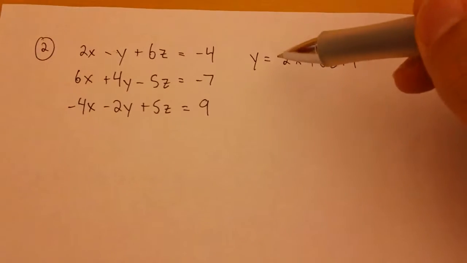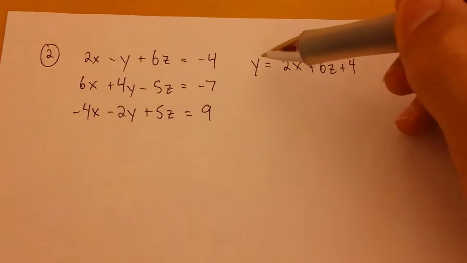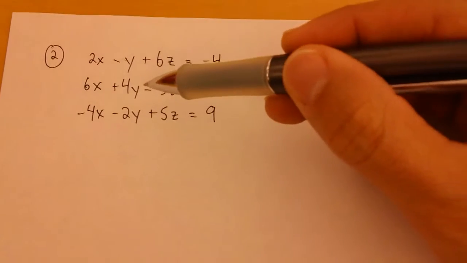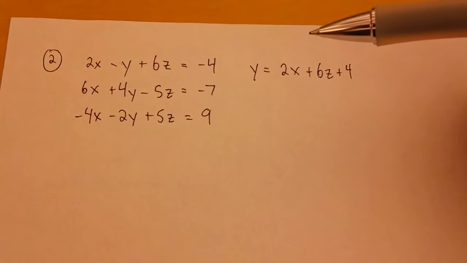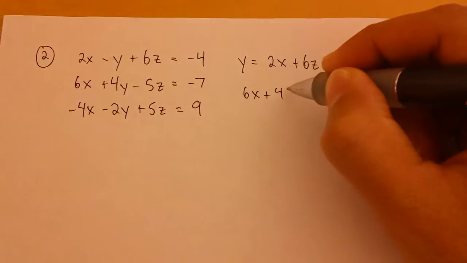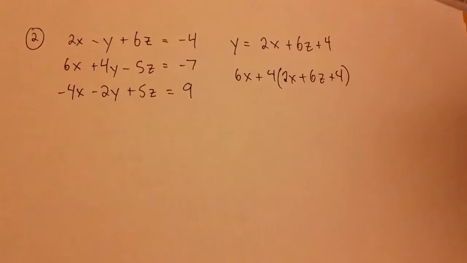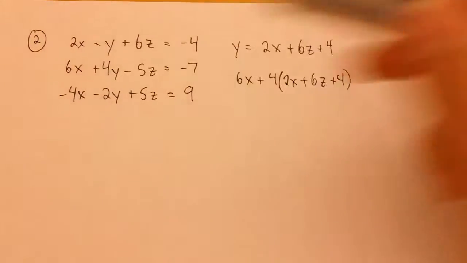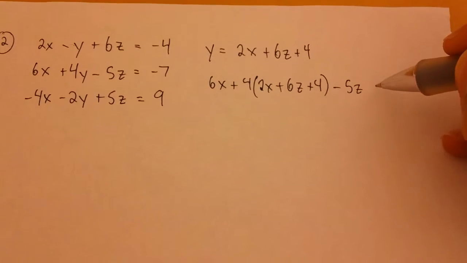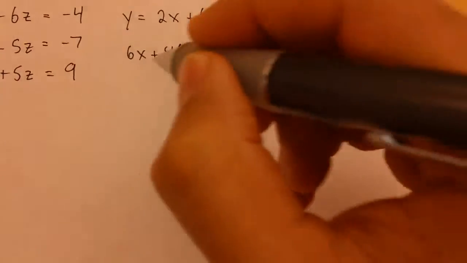And so now, since I know that y equals this, it equals this anywhere in the system because as a system, everything is kind of true at the same time, right? So I'm going to take this y equals 2x plus 6z plus 4. I'm going to plug it into all the other places where I see a y in the other 2 equations. And so I'm going to get 6x plus 4 times 2x plus 6z plus 4. Don't forget to include the minus 5z after you've plugged in for the y there. Right, so minus 5z equals -7.